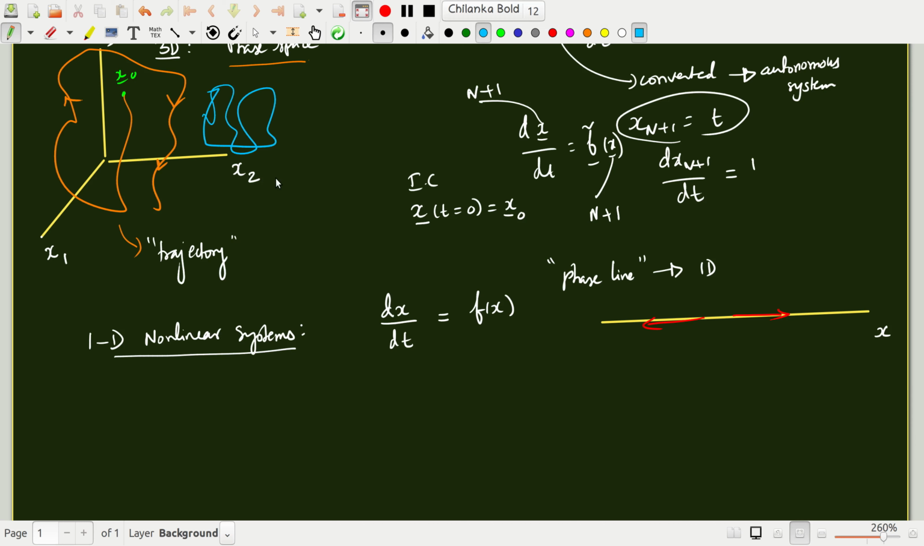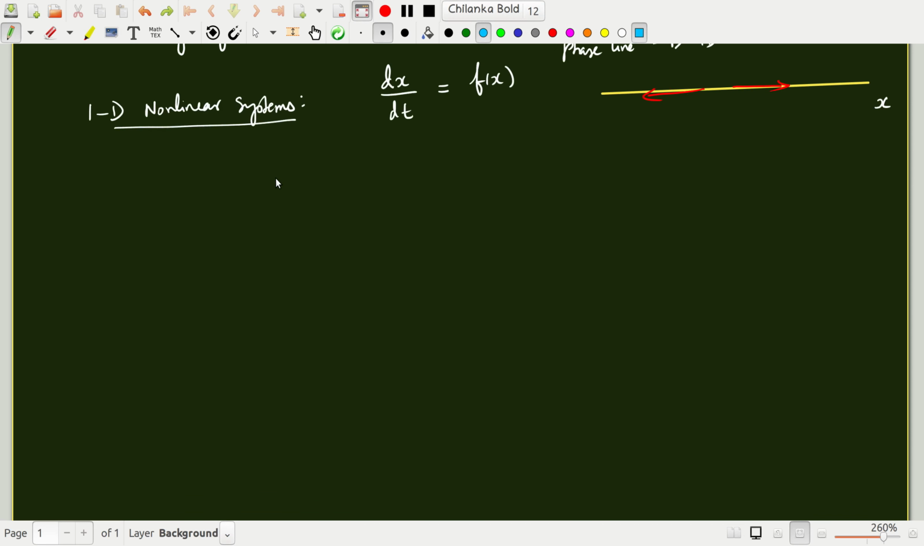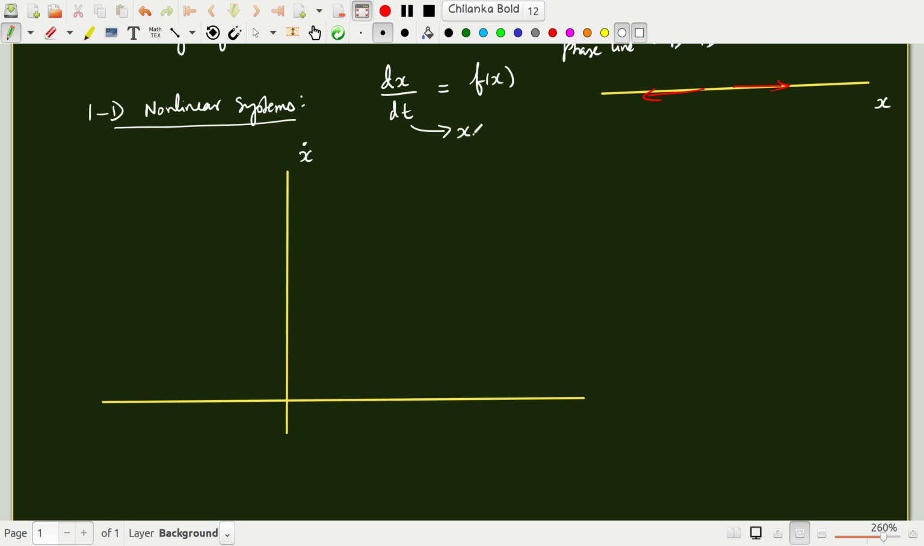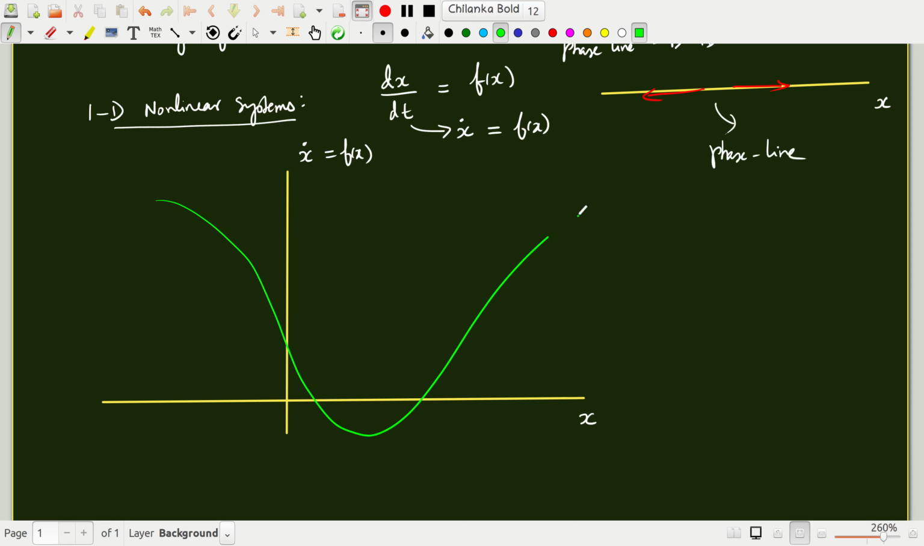Okay. So now, in order to understand the dynamics of how these trajectories flow in the line, it's useful to plot this graph, wherein I'm plotting x dot. By the way, dx/dt is denoted as x dot in nonlinear systems. So x dot is plotted against x. What is x dot? x dot is nothing but f of x. So basically I'm plotting f of x, and this is the phase line. The x-axis is the phase line. Okay, so let's take some arbitrarily shaped function like this.